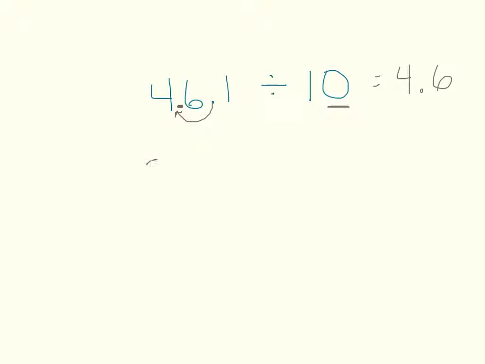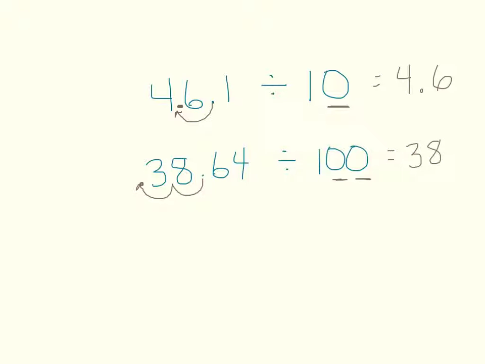If I have the number 38 and 64 thousandths, and if I'm dividing by 100, I have two zeros in my divisor. So in my answer, I'm going to be swooping two place numbers to the left and putting my decimal there. My new answer would be 3,864 10,000ths.